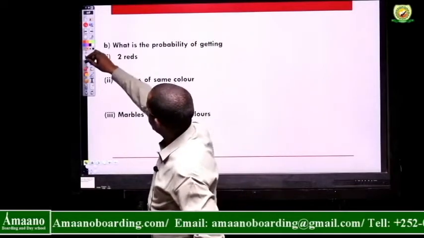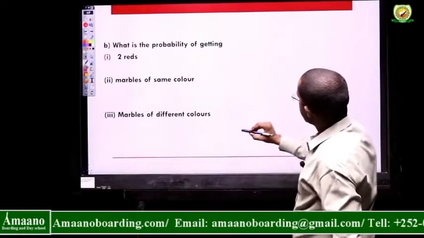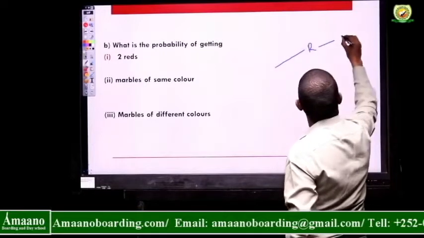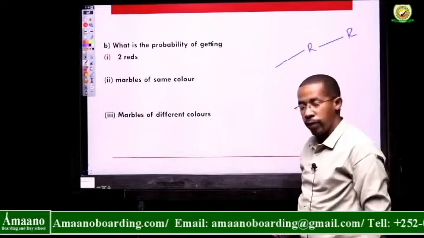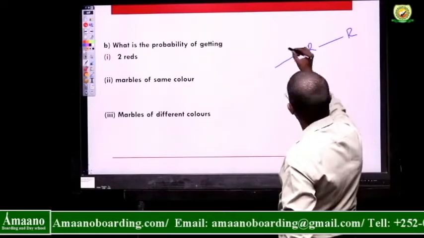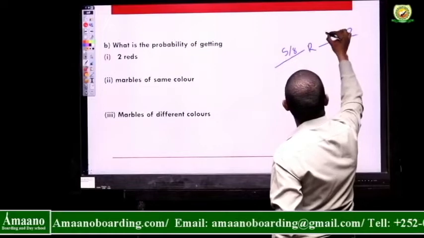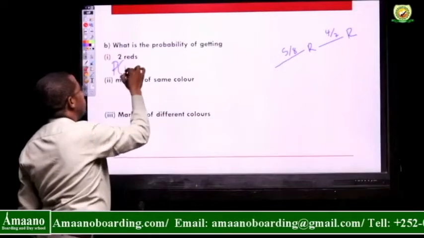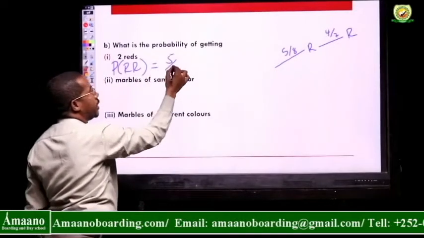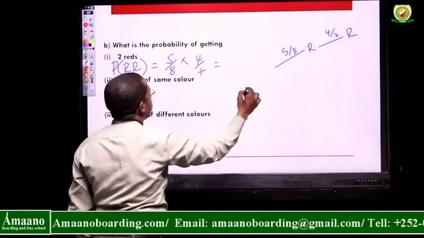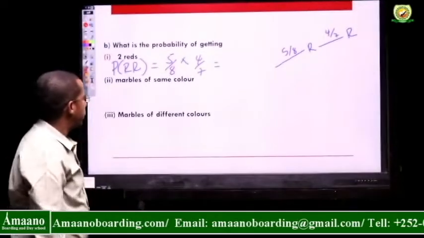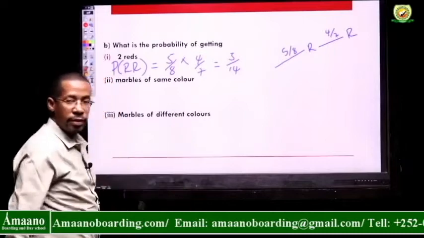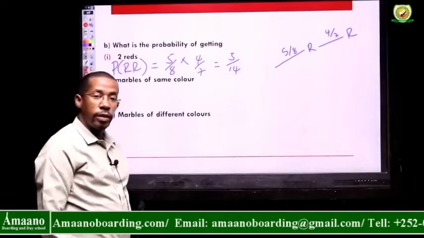So, probability of getting 2 reds. You go back to that probability tree diagram, you look where we have R and R. I think you recall we had 5 over 8 and this was 4 over 7. So here you need to find probability of R, which is 5 over 8 times 4 over 7. Then we get our answer. I think it would be 5 over 14. That would be the probability of getting 2 reds.